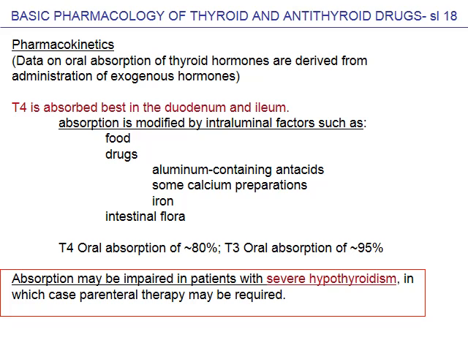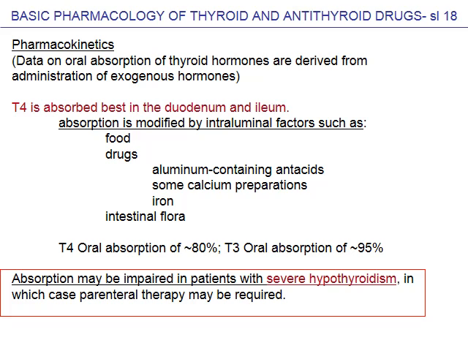So we'll begin our discussion of the basic pharmacology of thyroid and antithyroid drugs. First we'll start with thyroid replacement, thyroid hormone replacement, which is giving back thyroid hormone. In terms of pharmacokinetics, the data with respect to pharmacokinetic parameters has really been derived from the administration of exogenous hormones back to patients. For example, we know that T4 is absorbed best in the duodenum and the ileum, and that its absorption can be modified by intraluminal factors, things that can affect the inside of the intestine, things such as food or other drugs.